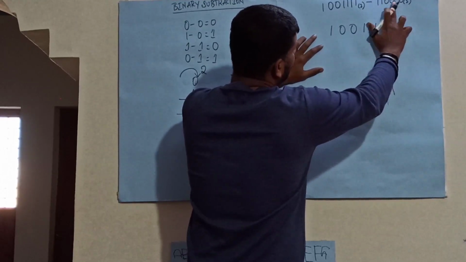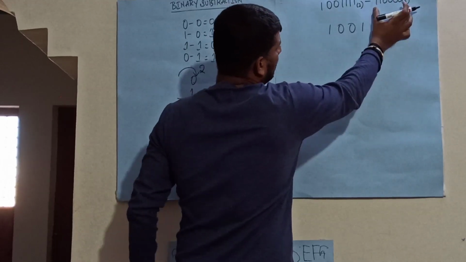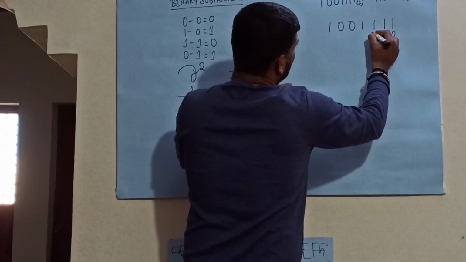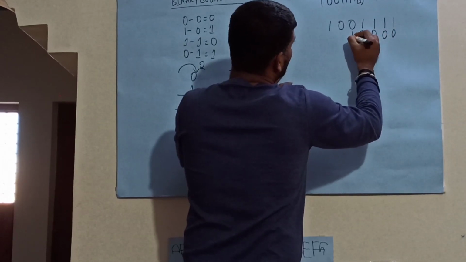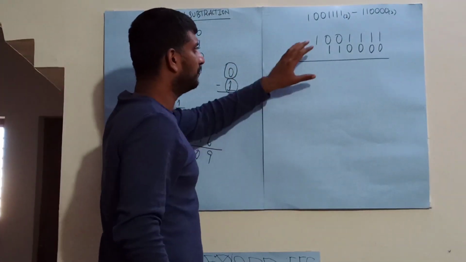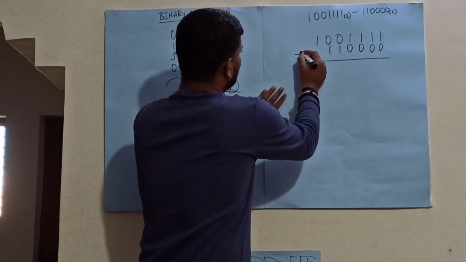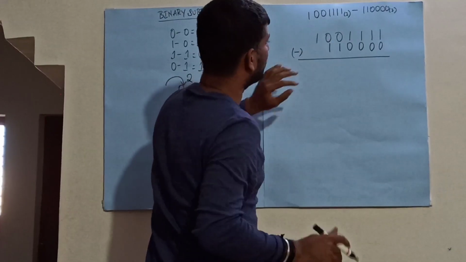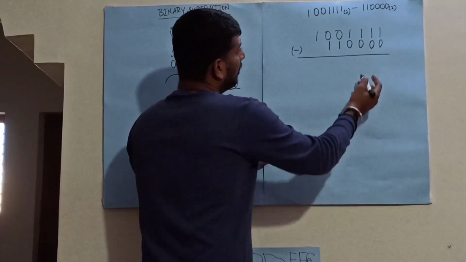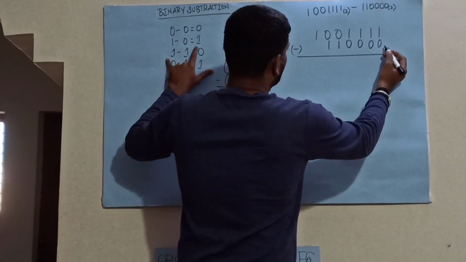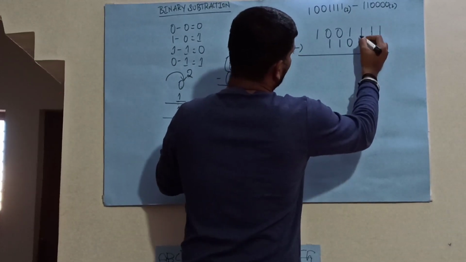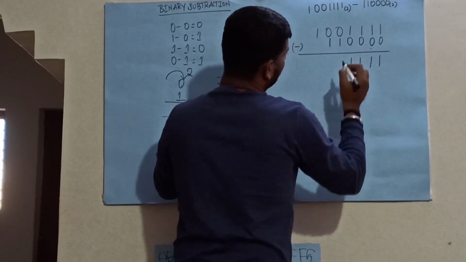The first value has 7 digits and the second has 6 digits, so write it from this side: 0110000. Now we have to perform the subtraction. Let us see how to perform it, and I will verify whether the value I got is correct or not. According to the rule, 1 minus 0 is 1. 1 minus 0 is again 1. 1 minus 0 is 1. 1 minus 0 is 1.